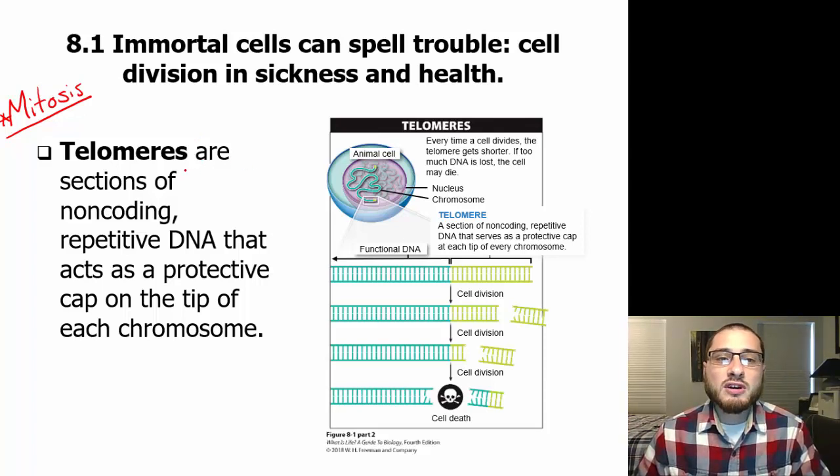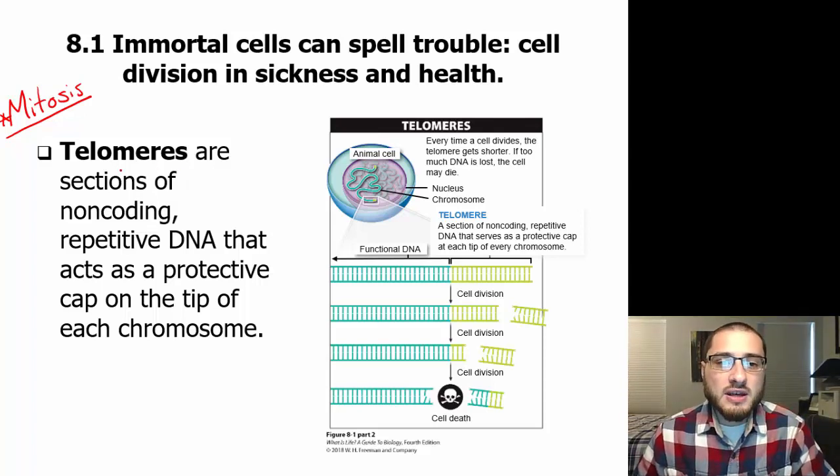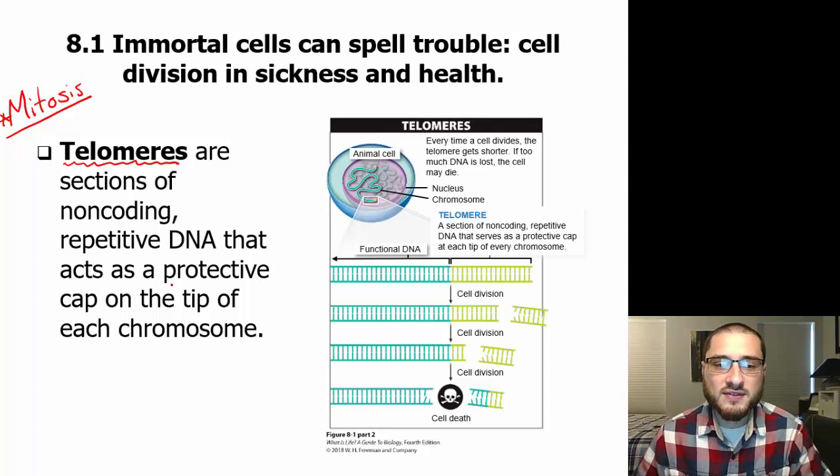So when we talk about cells and the life cycle of cells and how long cells are going to live, a lot of times you'll hear people talk about telomeres. And telomeres are these caps to your chromosomes. It's at the end of your chromosomes. And they're these non-coding sections of DNA that aren't there to code for a specific protein or anything like that. They're not there to be a set of instructions, but they're there to be a protective cap on the tip of each chromosome.